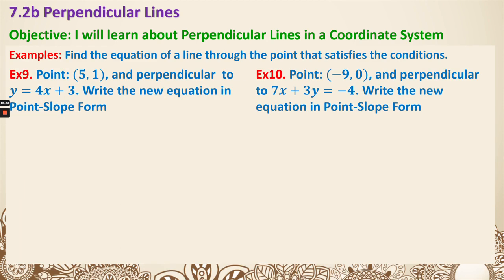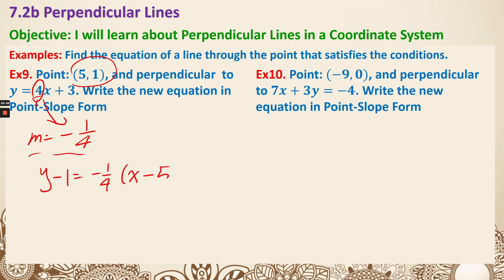These are the same numbers as the previous lesson. We're just changing the word parallel to perpendicular. For this one, the original slope is 4, so since that's positive, my new slope is going to be negative. And since that is 4 over 1, my new slope is 1 over 4. I have a slope, I have the point, I can easily write the point-slope form. y minus 1 equals negative 1/4 times x minus 5.